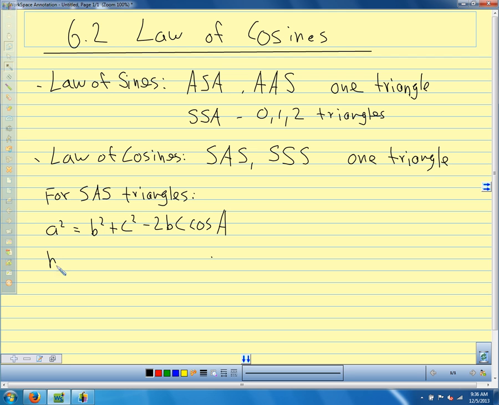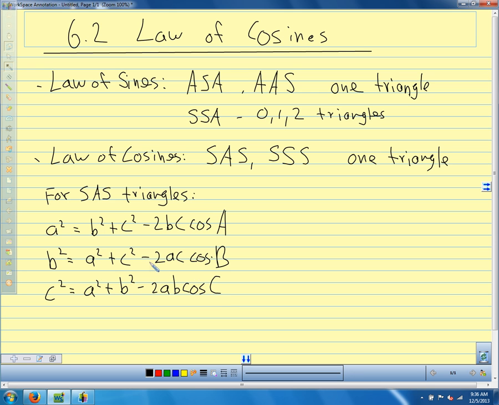So we can also say b squared equals a squared plus c squared minus 2ac cosine B, or c squared equals a squared plus b squared minus 2ab cosine C. So all of these are really telling us the same thing. We're just rearranging the letters.